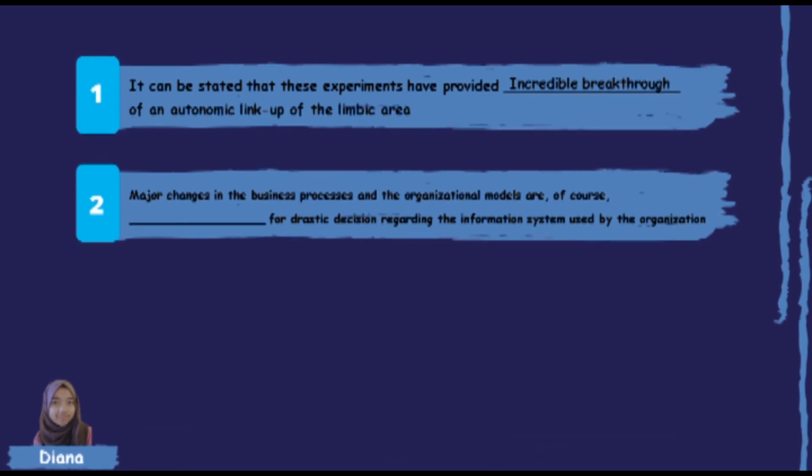And the second one is number 2. The sentence is, major changes in the business processes and the organizational models are, of course, blank, for drastic decision regarding the information system used by the organization. And the answer is very exciting preposition. In this number, very exciting preposition means preposisi yang sangat menarik.